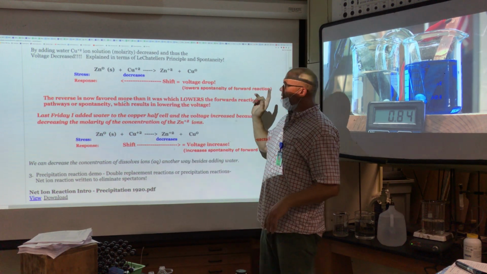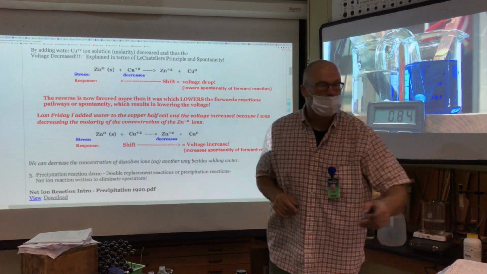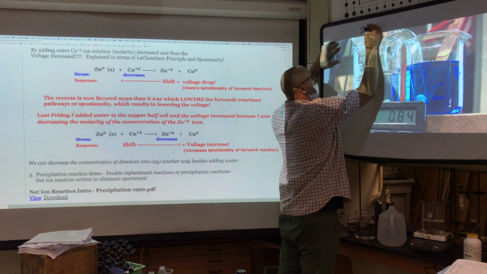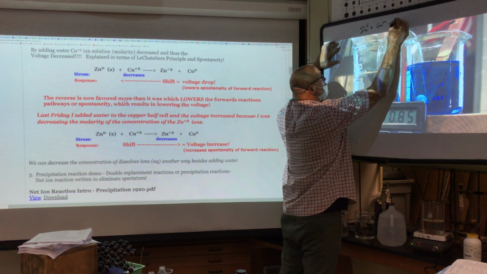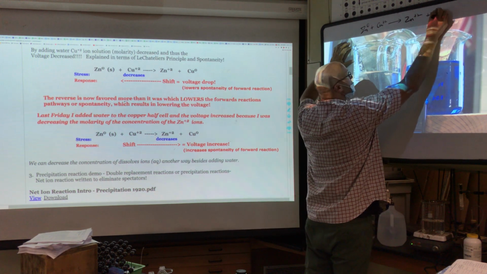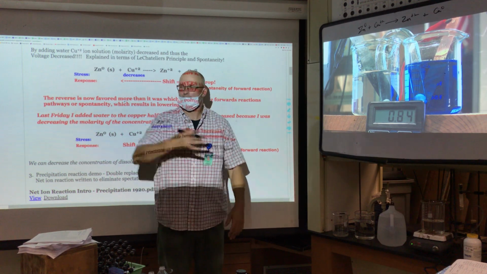Well, if you remember, I added water somewhere Friday. Where did I add water? Let's look at the overall reaction here. Zinc 0 plus copper +2. We've done this already, so I'm not going to break it down. It gives me zinc +2 aqueous ions plus copper 0. Anyone remember what I did Friday? I added water and the voltage increased.